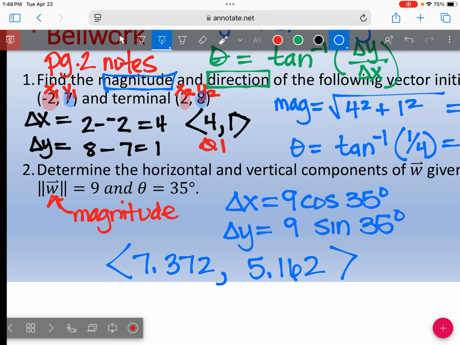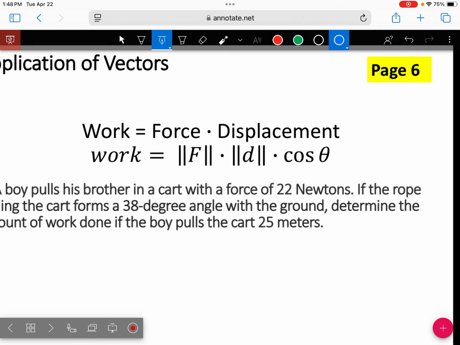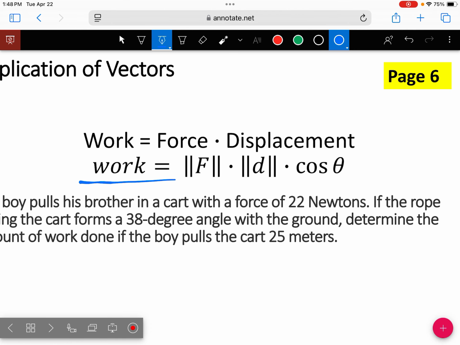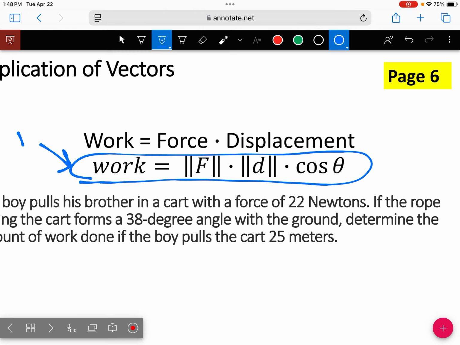Any questions? All right, so we're only going to do page 6 in our notes. So let's go ahead and go to page 6. First formula on page 6 is work. I need to double check, but I'm pretty sure this is something you need to memorize also. I'll double check that as we get closer to the test. Well, I guess I need to look now because the test is next week.